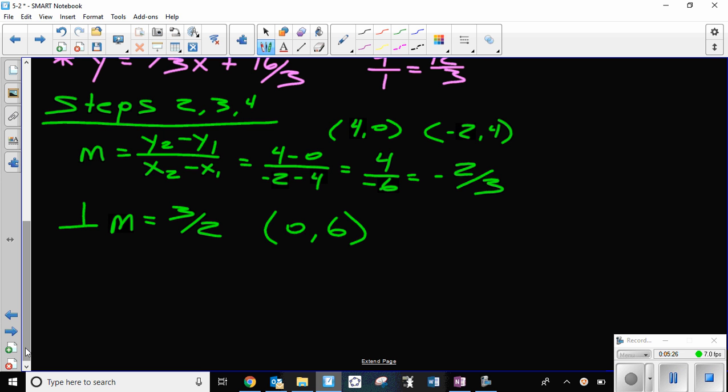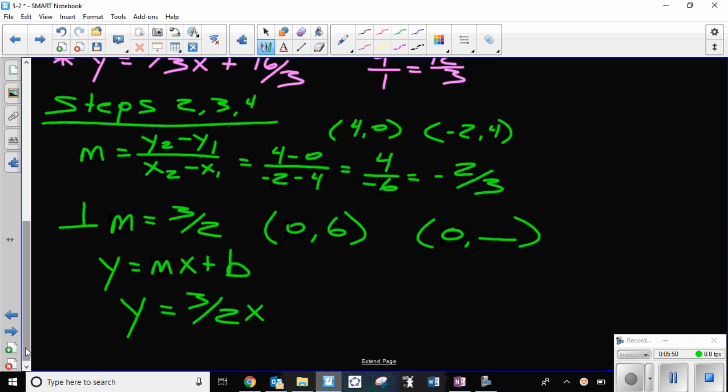This point is even nicer yet because (0, 6) does represent a y-intercept. I do have a point that is in the form of (0, anything), which means that I can go straight into my slope-intercept form, which will get me then y equals 3/2 x plus 6. We're going to star that one.